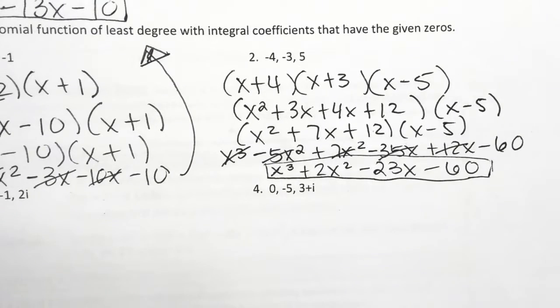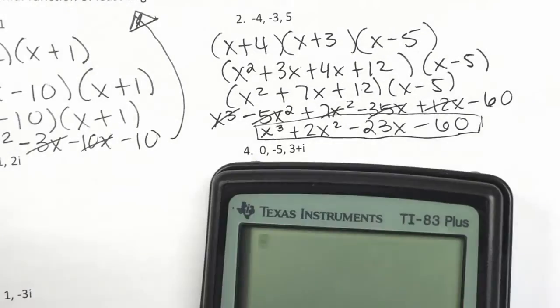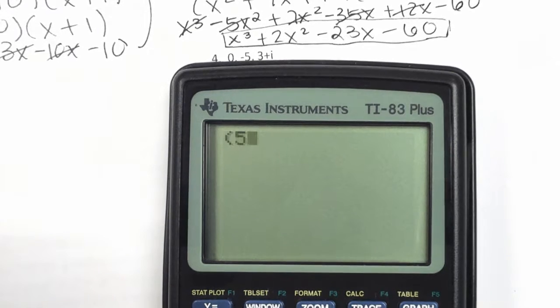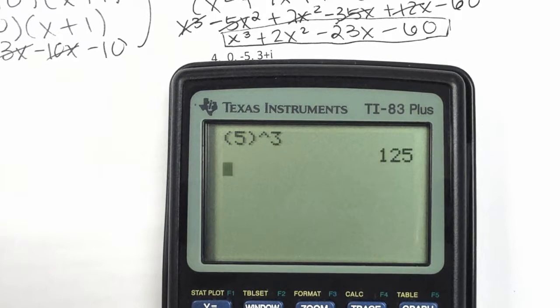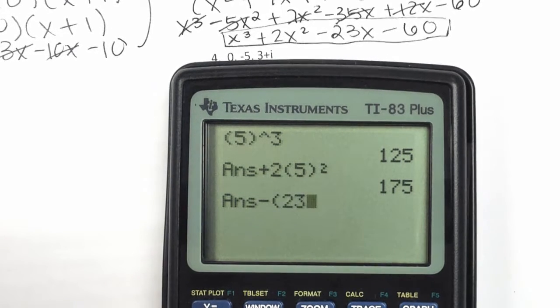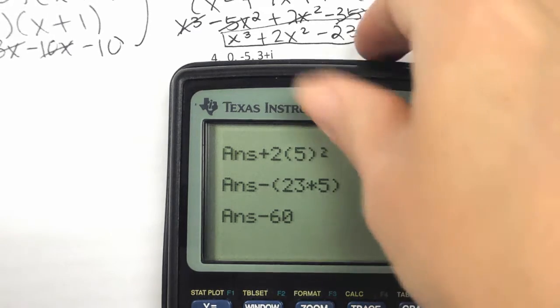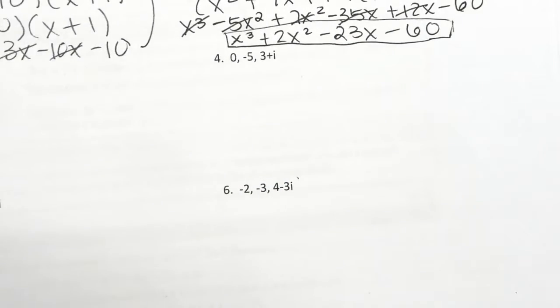Let me see yours, Seth. Okay. Which number do you want to plug in? 5. Okay. So let me go up here. Alright, so you would type in 5 cubed, enter, plus 2, and then 5 squared, enter, minus 23 times 5, minus 60. Everybody good with those? Okay. Here you go.